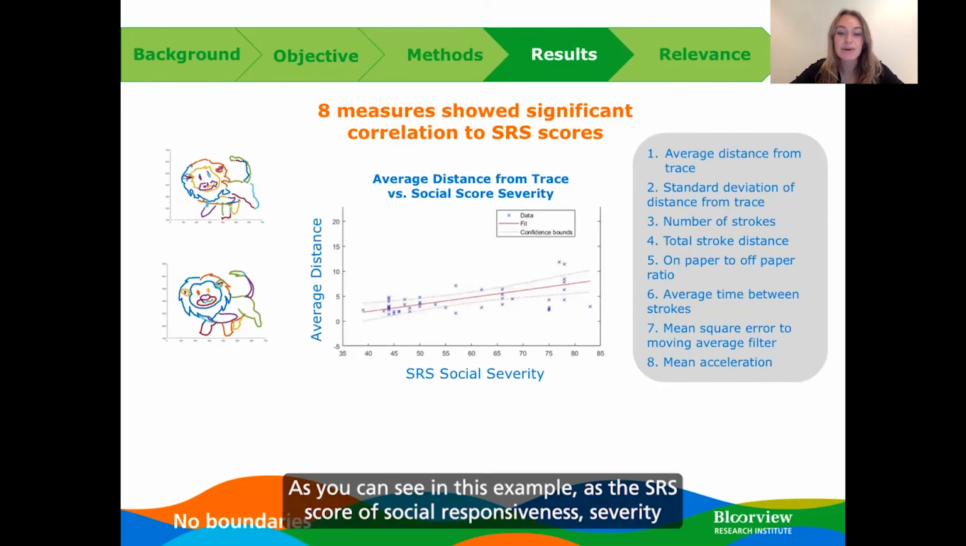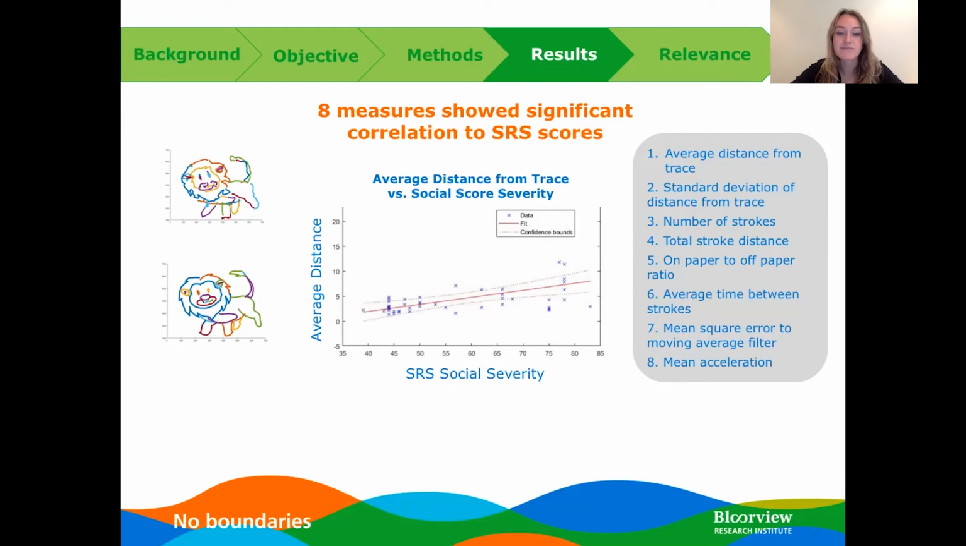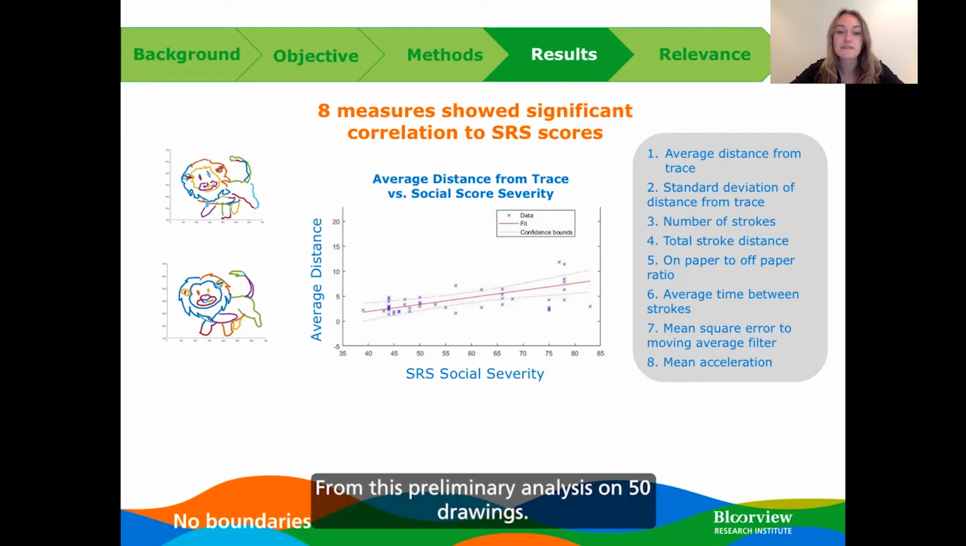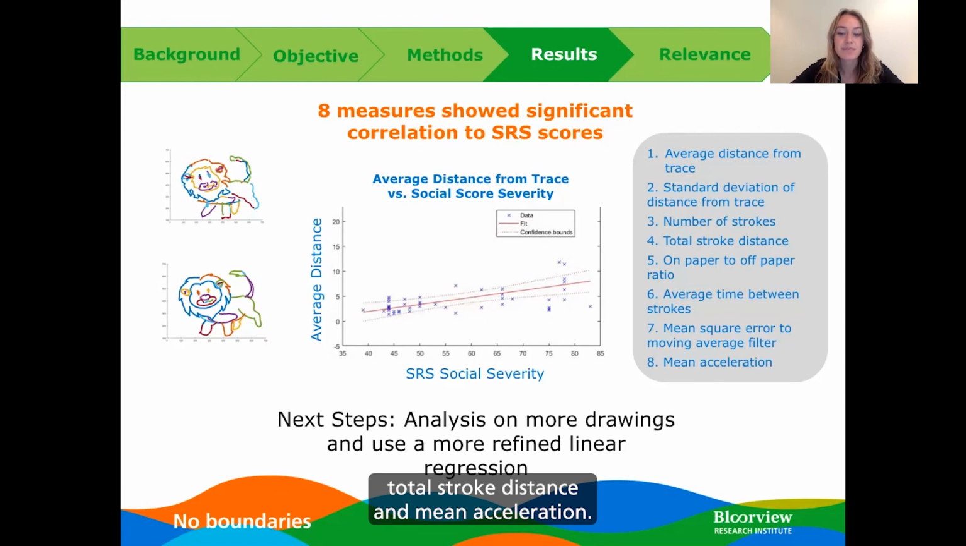As you can see in this example, as the SRS score of social responsiveness severity increases, the average distance from trace also increases. From this preliminary analysis on 50 drawings, we found 8 measures that show significant correlations to SRS scores, including average distance from trace, total stroke distance, and mean acceleration. As the next steps, more drawings and a more refined linear regression model are needed.